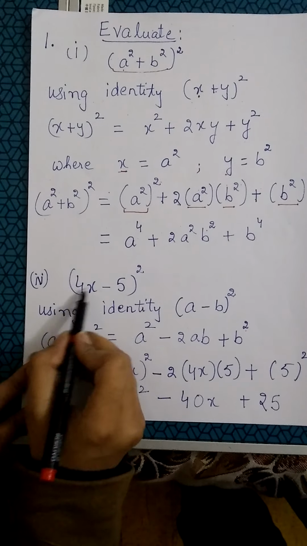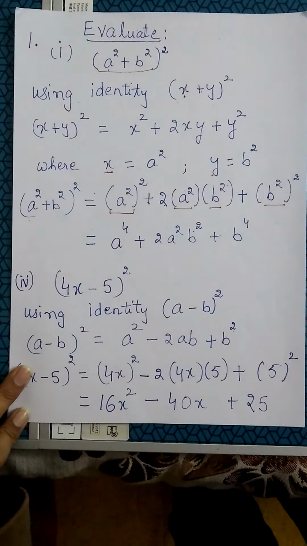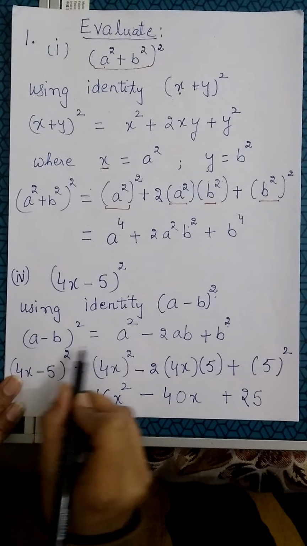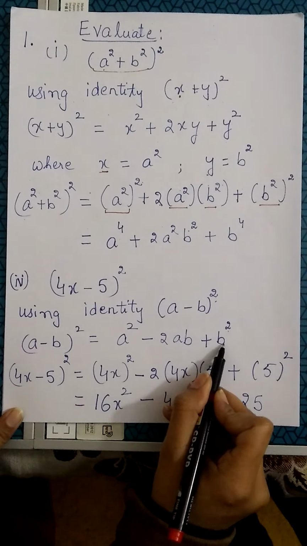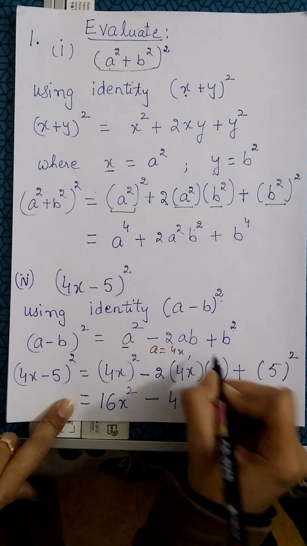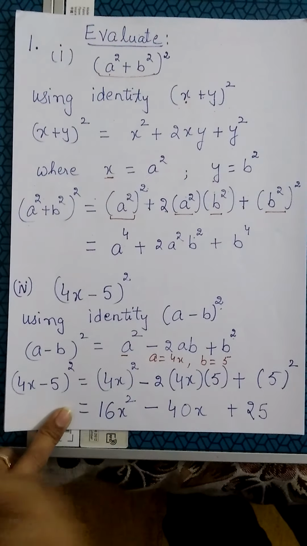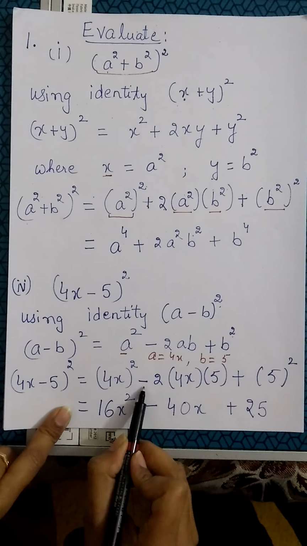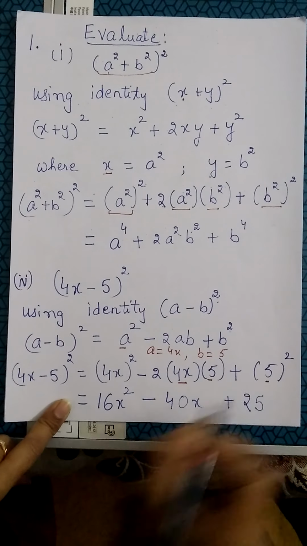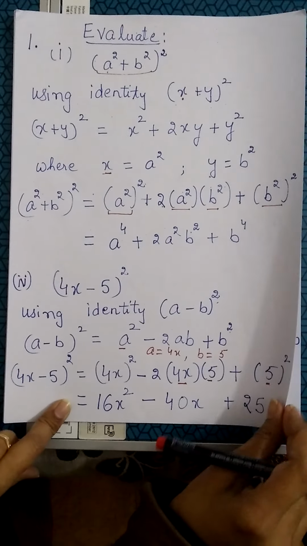Let's use the identity (a minus b) whole square. First question, fourth part, (4x minus 5) whole square. In this case, I will be using the identity (a minus b) whole square, which is equal to a square minus 2ab plus b square. So here a is equal to 4x and b is equal to 5. I just need to substitute the values in the given identity, that is (4x) whole square minus 2, a is 4x, b is 5, and b square is 5 square, and we got 16x square minus 40x plus 25.